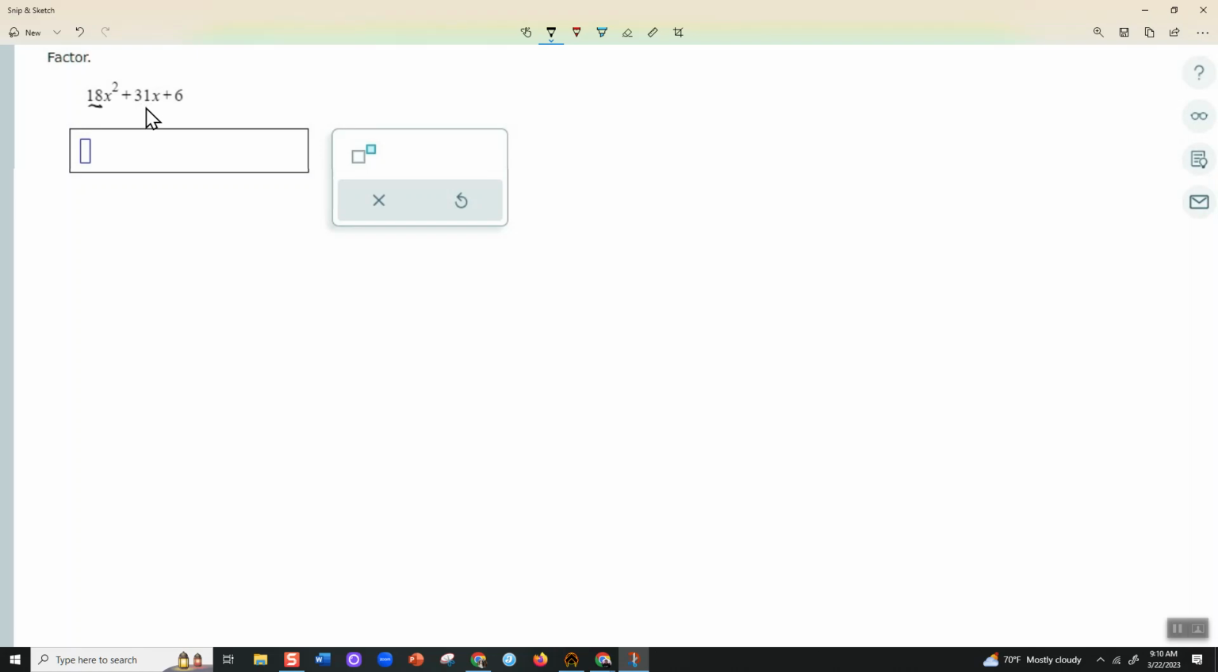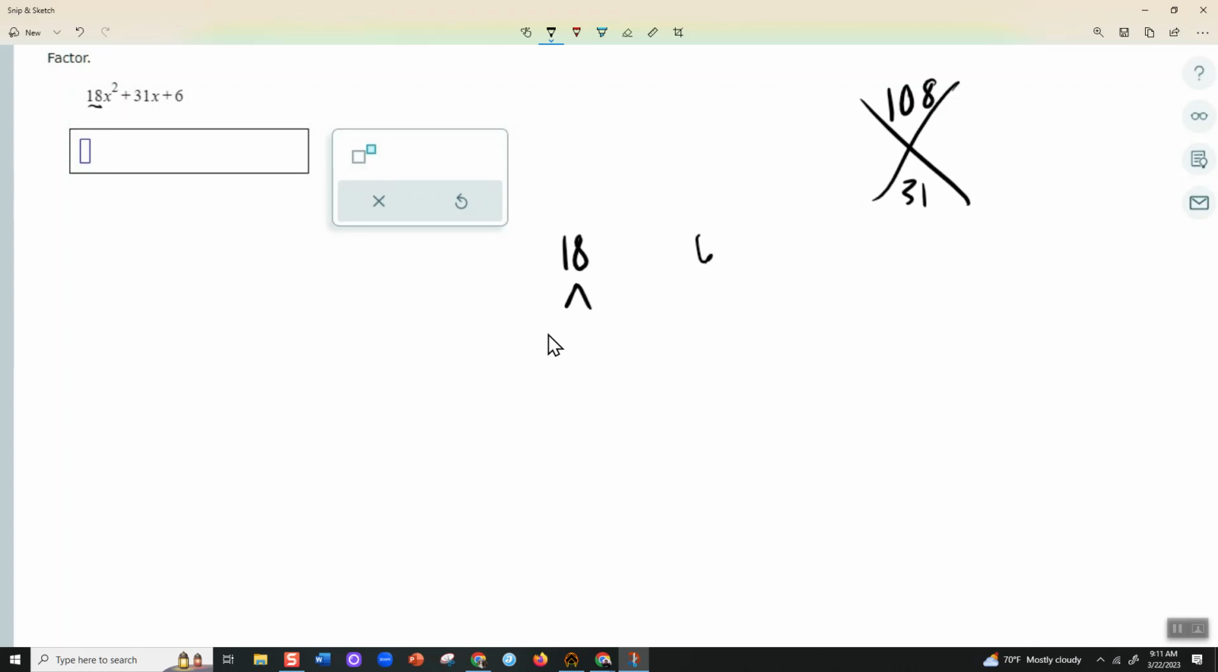Is there any greatest common factor? 31 is prime, so no. They all three have to have the same common factor. So I'm going to have to do 18 times 6, which is 108. And I need to find the factors of 108 that add up to 31. And I'm going to go through that method of using the factors of 18 and 6.